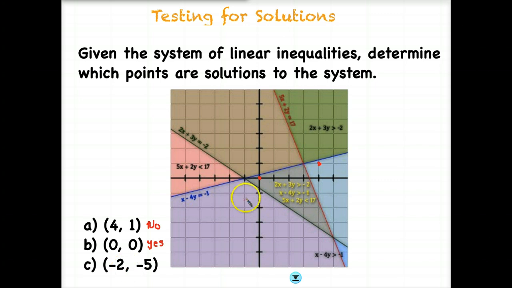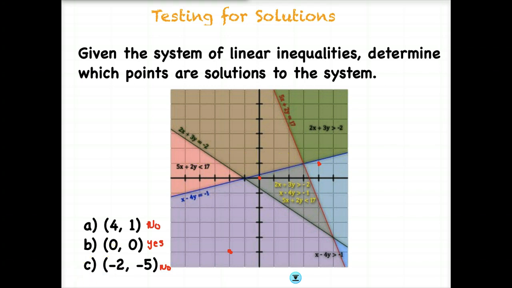Now let's look at -2, -5. So -2, 1, 2, 3, 4, 5 is down here. So it looks like it is a solution to our blue one. It is also going to be a solution to our red one because our red one shades down this way, but it is not a solution here to this brown green one, whichever color that is. So this one is no. In order for it to be a solution to the system, it has to work for all 3 of our equations.